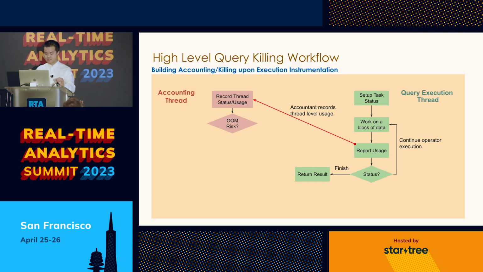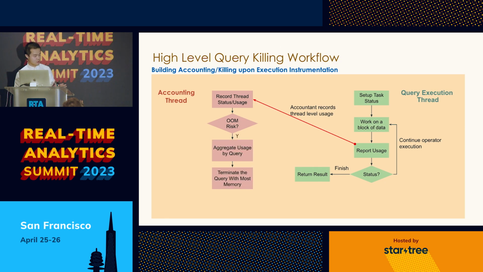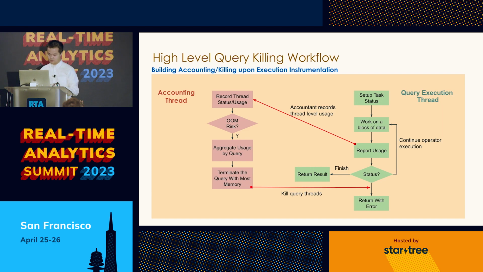After that, if we see an immediate risk, we aggregate the usage by query and terminate the query with the most usage. We do that by introducing a flag to the existing query execution code. So the code will check the query kill flag on each iteration. If it sees this flag set, it will terminate itself and return with an error code. The reason behind this is that Java doesn't provide us with a safe way of forcefully terminating a thread.